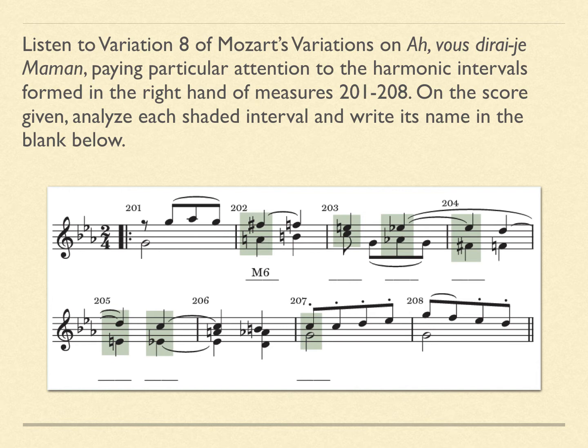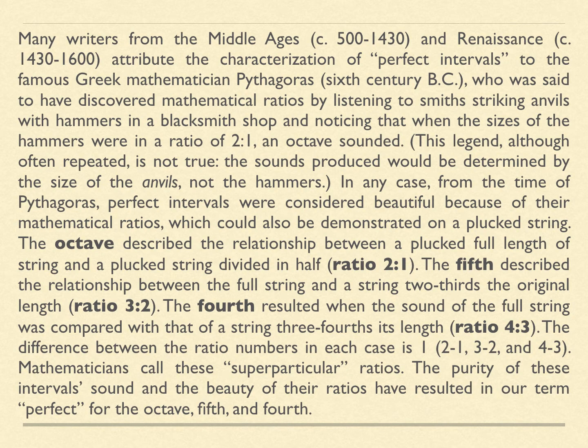And finally, if you're interested, I've got a little explanation here of why certain intervals were thought to be more beautiful than others, like the idea of perfect or not. So this goes back to Pythagoras, and this story is a legend, but you get the idea. He was discovering mathematical ratios in sound by listening to a blacksmith striking an anvil of varying sizes with a hammer.